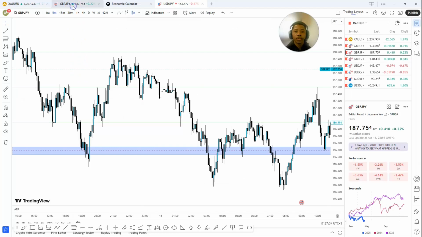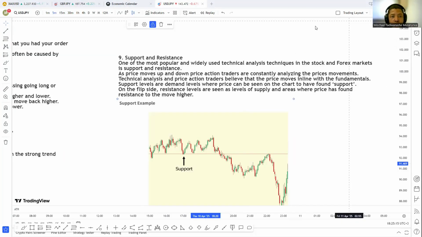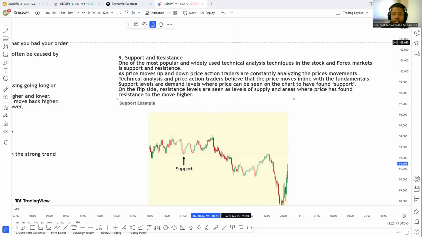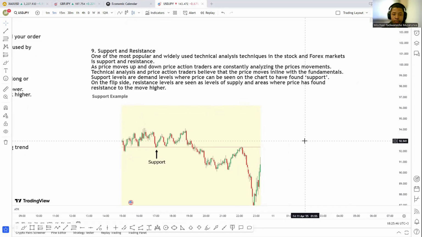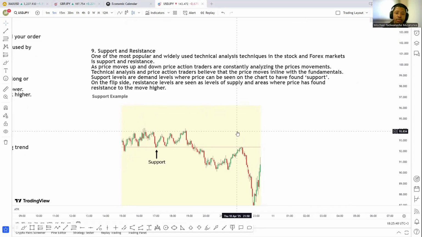Now we're on support and resistance. It is one of the most widely used concepts in my strategy, right? If you want to also follow my strategy, you have to let this sink in. Make sure you know this concept. This is the first concept of my strategy, right? I use support and resistance. What does support mean? Support means the demand zone or a demand level.